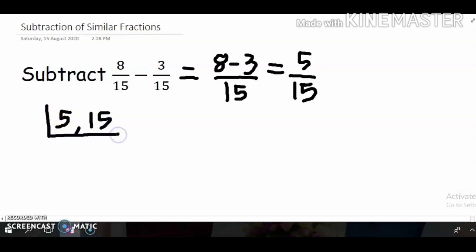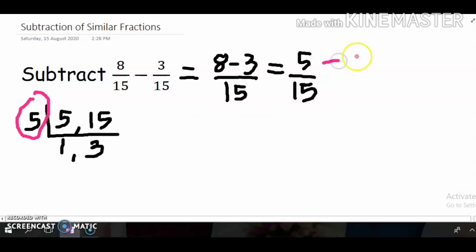So, saan divisible ang 5 and 15? Obvious naman, nasa 5. So, divide. 5 divided by 5 is 1. And 15 divided by 5 is 3. Okay, so wala nang pwedeng i-divide sa 1 at 3. Therefore, the GCF is 5.